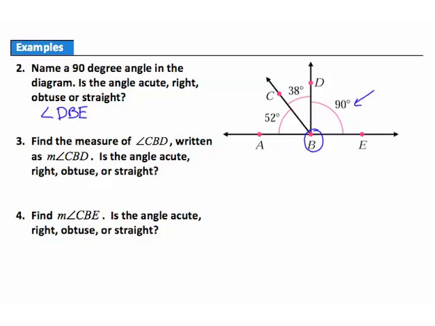Now, is that an acute, right, or obtuse angle? Well, any angle that is 90 degrees is a right angle. So this is a right angle.